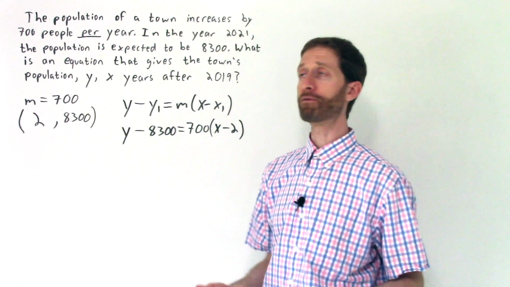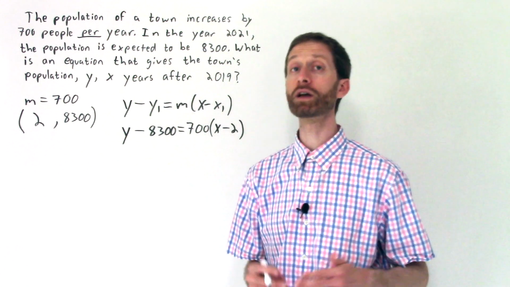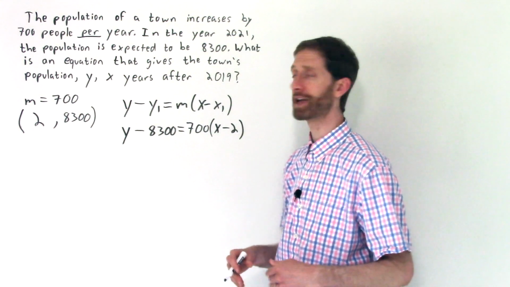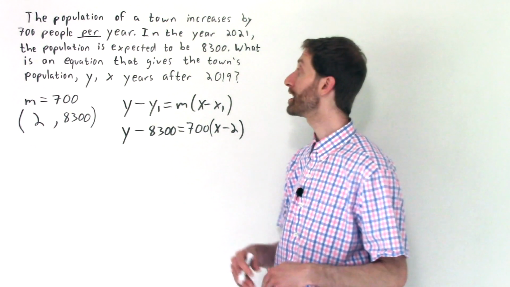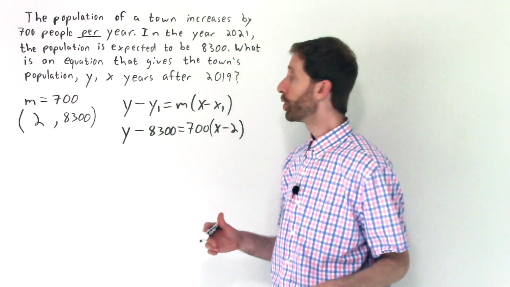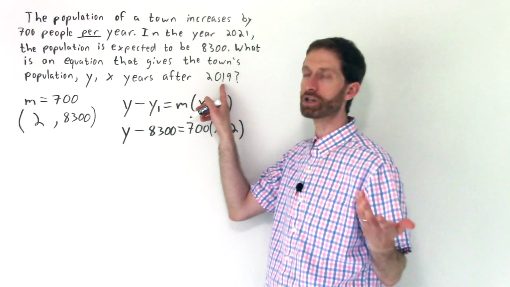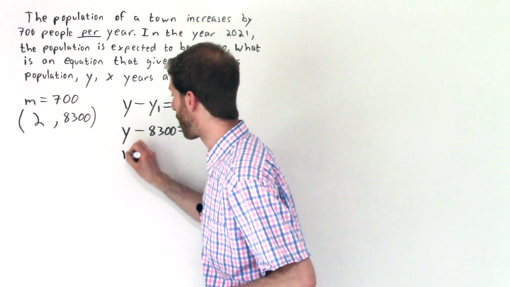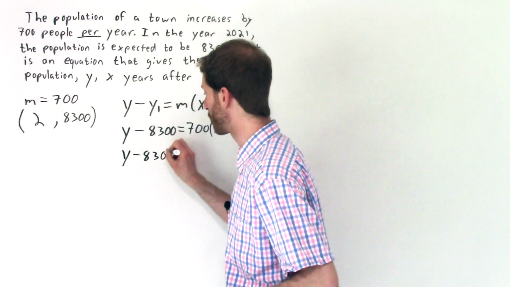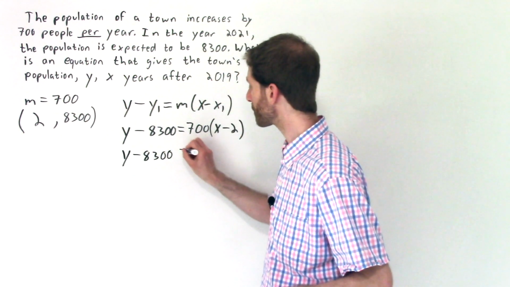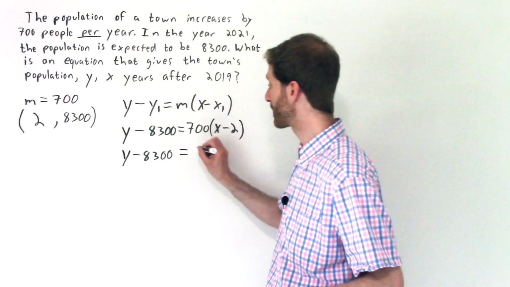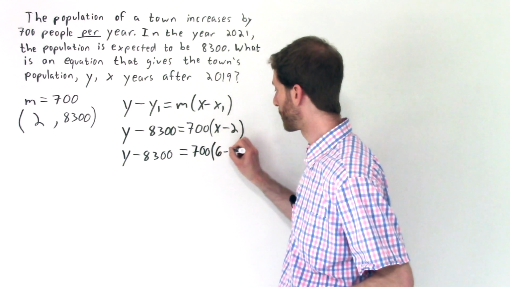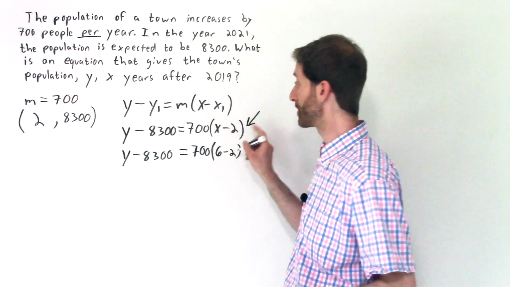Now I'm going to go one step further. Even though this problem doesn't ask us for it, sometimes in these kinds of word problems, you're asked to predict what will be the population of the town after 7 years, or maybe in 2025. Well, in 2025, that would be 6 years after 2019. That would be a value of 6. And that's why this is so awesome. So we'd have y minus 8,300, where y would be the population. And what I would do is I would plug 6 in for x, because that's the number of years after 2019. So just pointing out, this right here is our final answer.